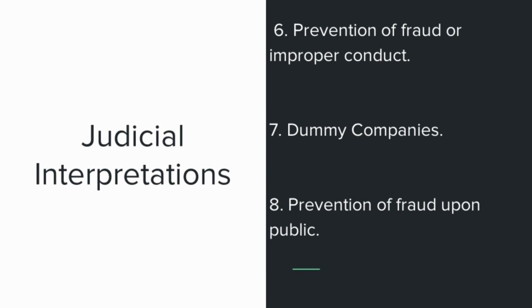Number 8 is prevention of fraud upon the public. Sometimes what happens is a company commits a fraud upon the public, due to which the public suffers financial loss due to the company's fraudulent act. In such cases, the court can lift the corporate veil so as to expose any person to liability who has committed the fraud upon the public.